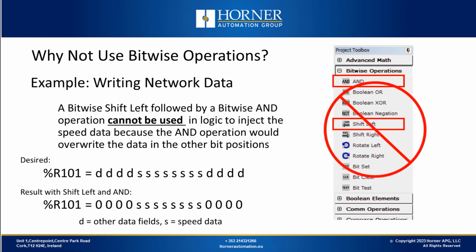The AND, OR and XOR functions are unable to selectively write to specific bits of the destination. Consequently, the result would contain the speed data in the center as intended. However, the 4 bits at the top and bottom would all become zeros since the AND function writes to every position and cannot ignore specific bits.